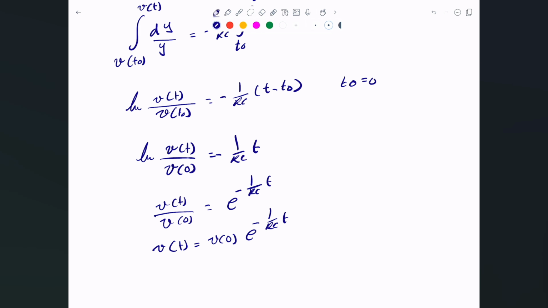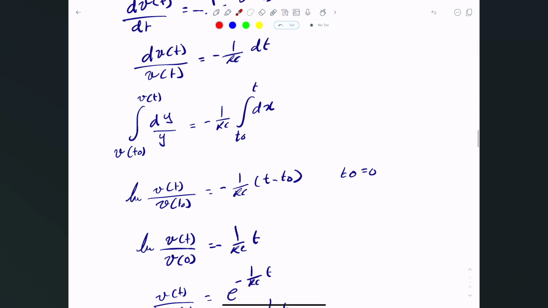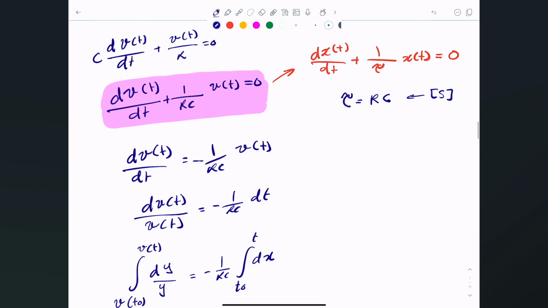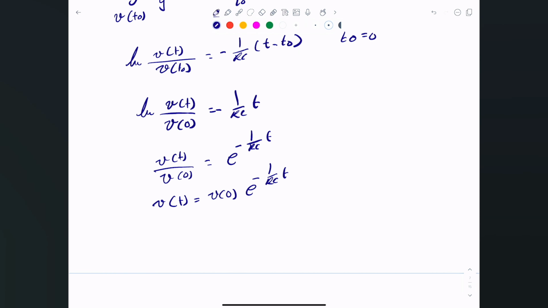But if you think about what v0 is, it's basically the initial voltage across the capacitor. If you think about it in here, the initial voltage across this capacitor before t is 0, remember it was connected to that, it's just simply Vs. So in this particular circuit, you can either call it V0 or you can just substitute the value of Vs. Either way is fine.